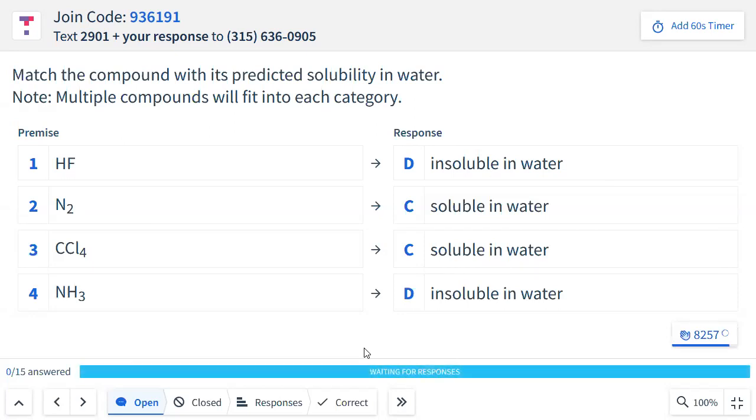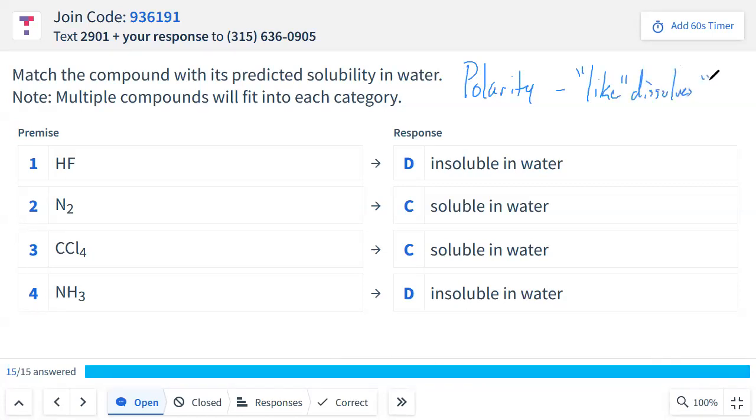So 2 of these are soluble, 2 of these are insoluble. Which ones are which? All right, so the concept that we're looking at here is polarity. That is, like dissolves like.